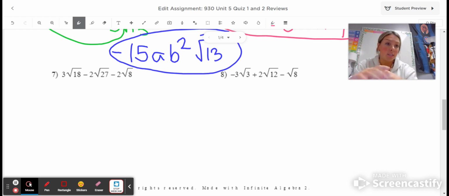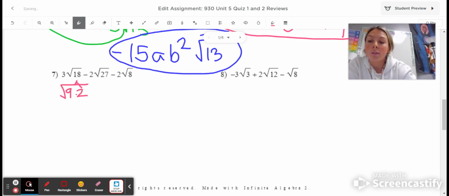So square root of 18. 18 is divisible by 9. Anything larger than 9, smaller than 9, I can't divide 18 by. So I'm going to show this as 9 times 2. The square root of 9 is 3. I already had a 3 outside. So 3 times 3. This first one simplifies to 9 square root 2.